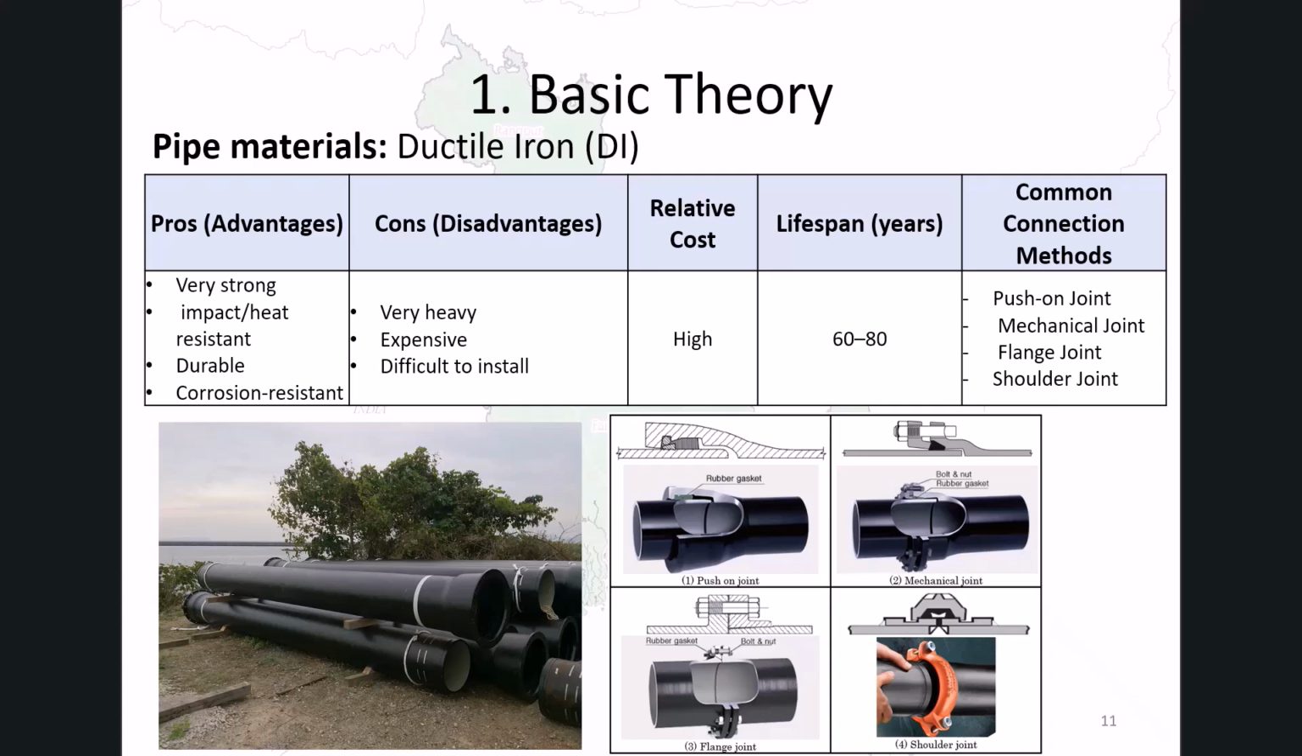Ductile iron pipes are very strong and durable, with excellent resistance to impact. However, they are heavy and more expensive than PVC and HDPE. They are not commonly used in POSHWA water supply systems but are widely used in WASA systems. Common joint types include push-on, mechanical, flange, and shoulder joints. Ductile iron pipes are typically used for transmission mains or high-pressure areas.